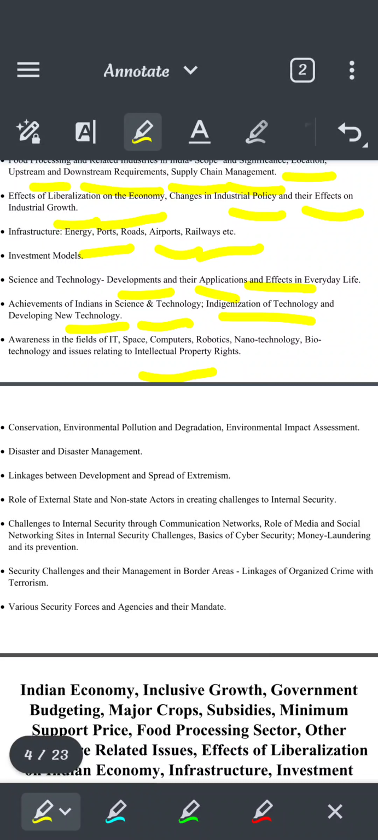So next is conservation, environmental pollution and degradation, environmental impact assessment. So everything about the environment, various government policies about that. Water conservation is an important topic, and also why climate change mitigation is important, what the government and India as a nation is doing for that, and what are the challenges associated in our approach, and how we can further improve on that, you have to do the analysis.